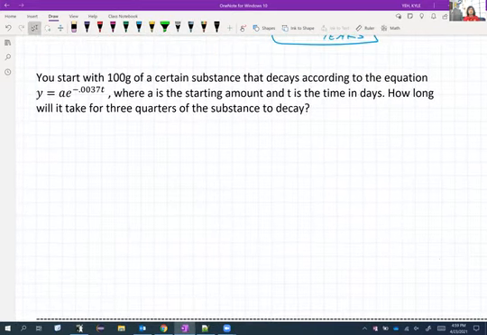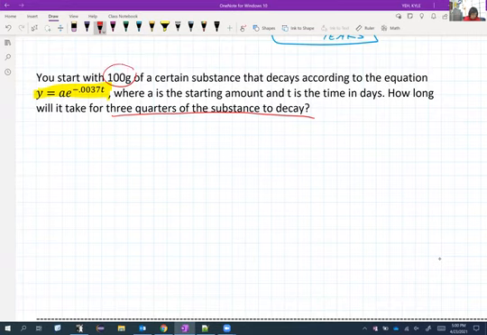You start with 100 grams of a certain substance that decays according to this equation. I'm going to highlight it in yellow. y equals a e to the negative 0.0037t, where a is the starting amount, t is the time in days. How long will it take for 3/4 of the substance to decay? Well, if 3/4 decays, and we started with 100 grams, that means 75 grams decayed, and how much do I have left? Well, if I started with 100, I have 25 grams left.